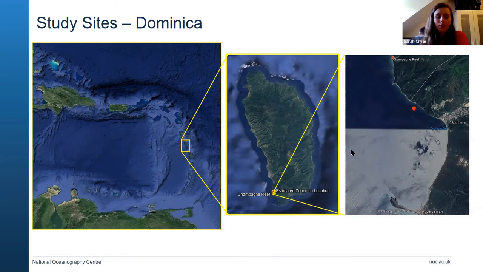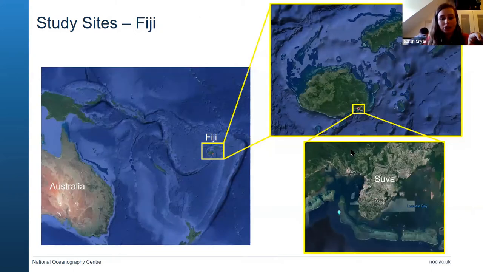And then we have a site in Fiji in the Pacific. And this sensor is deployed just off of Suva, which is the capital city, along the Barrier Reef here. Suva's quite a major port and quite densely populated, so it is experiencing more anthropogenic signal at this site.